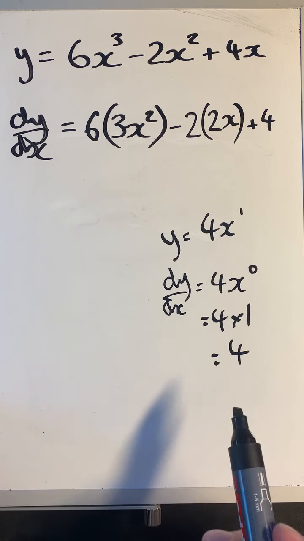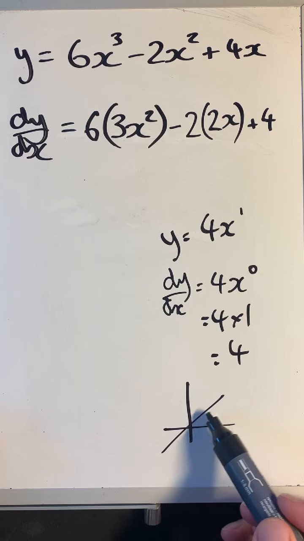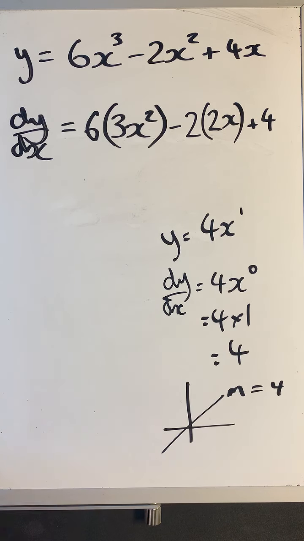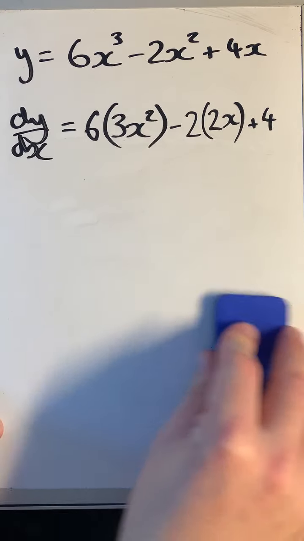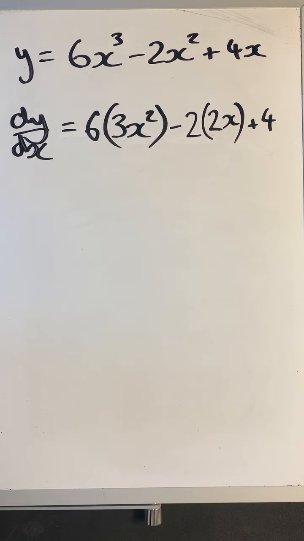Which makes sense. If this was on a graph, y equals 4x, it would just have a constant gradient of 4. It's a linear function. So that's the reason why you just end up with a number. All you've got to remember is if you've got a number times x, you just end up with a number when you differentiate it. So 10x differentiated is 10, for example, and same with negative numbers and fractions.